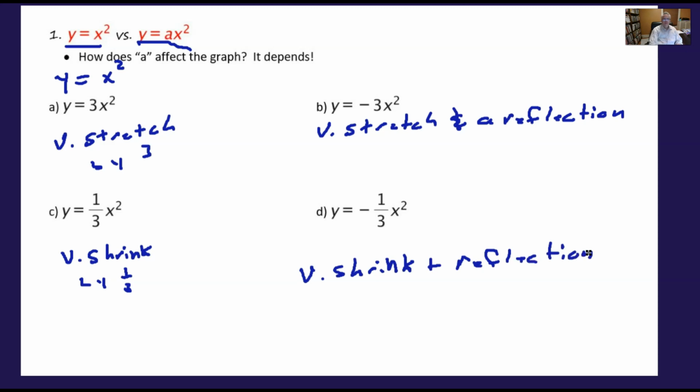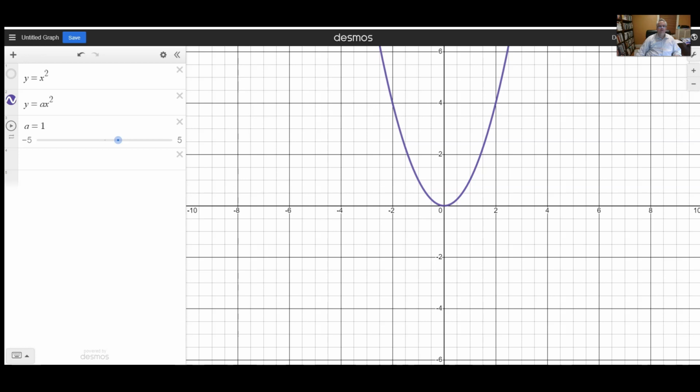Okay, well, let's illustrate this a little bit with Desmos. So I went to Desmos.com and the first thing I graphed was the parent function, y equals x squared. And I'm going to turn that back off for a minute. And then I had Desmos graph y equals ax squared. When a is 1, it's really the same thing. If a is 1, we have y equals 1x squared, which is just x squared.